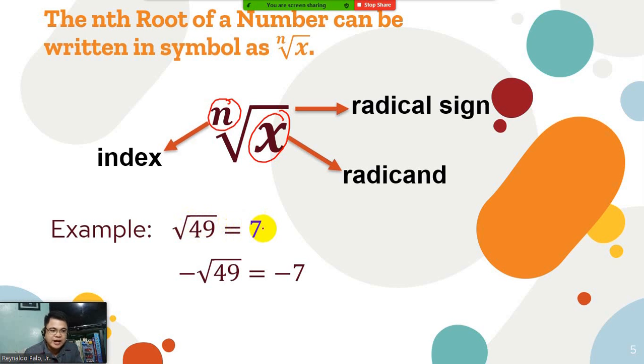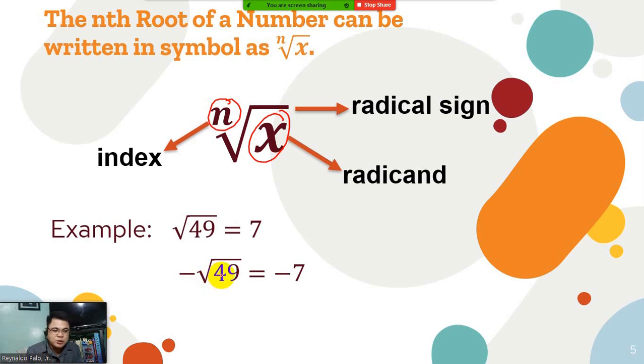If you go back to the table, 49 is a perfect square. And if you get the square root of 49, you will get an answer which is 7. And then the negative square root of 49 is equal to negative 7. Take note that the negative symbol is outside the radical sign.